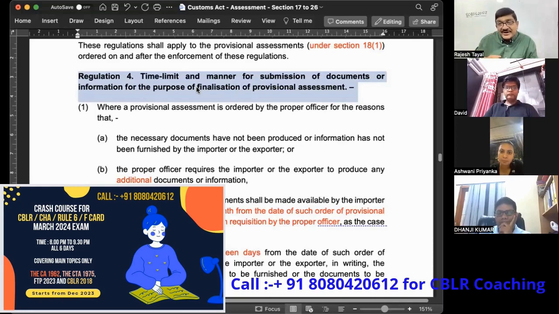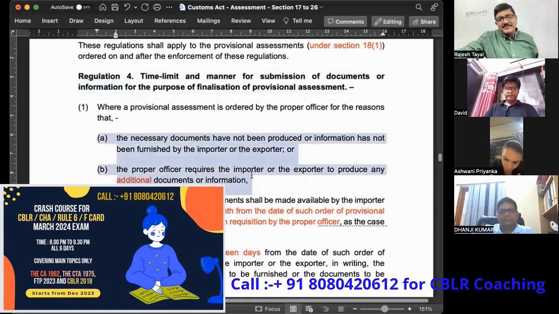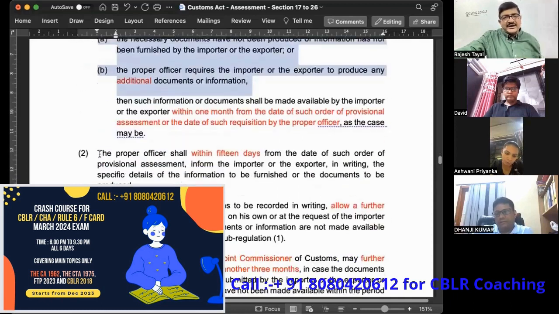By chance, if the provisional assessment has been ordered because of some test or analysis, whether this will apply or not? तो बात ही खत्म होगी ना, then the importer exporter has to do nothing. Okay. So where the provisional assessment is ordered by the officer for the reason that the necessary documents have not been produced or he wants additional documents. अभी आपको रीजन दे दिया कहां पर अप्लाई होगा, राइट? ये बगैर पढ़े भी आप समझ सकते हैं, सिर्फ टाइटल को अगर आपने ध्यान से पढ़ लिया, you will understand the thing, and now you don't have to read this whole thing again.